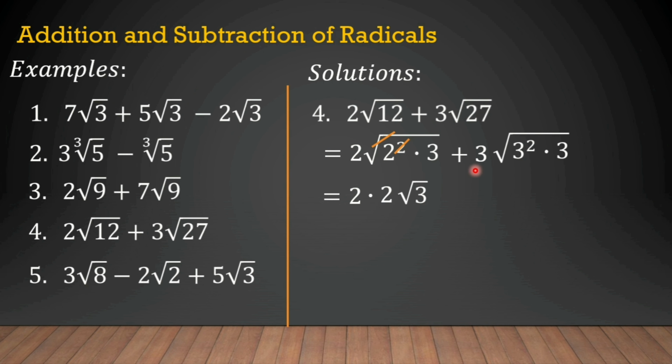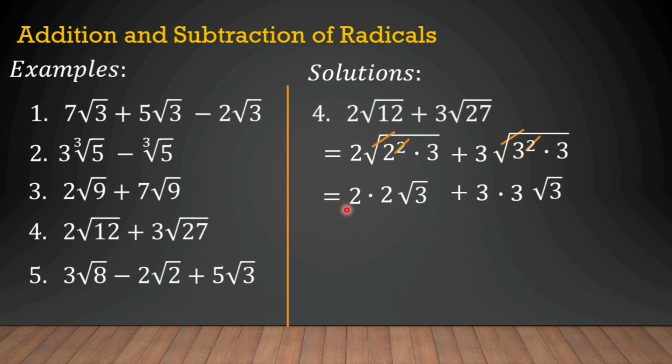Then, plus, bring down yung numerical coefficient na 3. Then, i-divide natin yung exponent dito sa index. So, that means si 3, lalabas ng radical sign. So, i-multiply natin siya dito sa numerical coefficient na 3. At ang natira doon sa loob ng radical sign ay yung isang 3. So, the square root of 3.